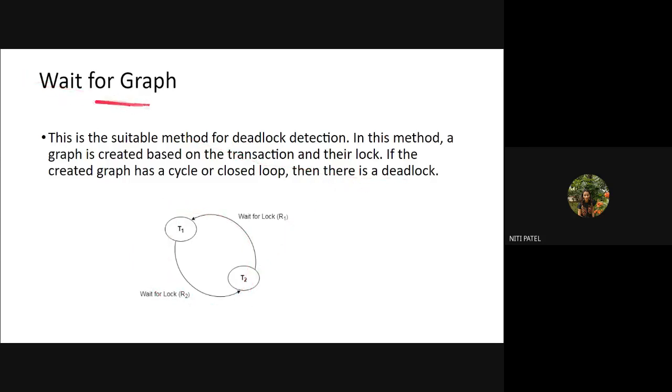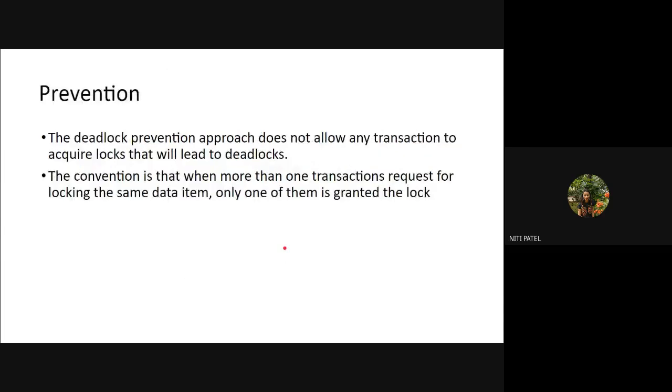So the algorithm run is called the wait-for graph, which will check for cycles. If there is a cycle, that means there is a deadlock. If there is no cycle, that means there is no deadlock. So now I have detected the cycle with the help of the wait-for graph, and that wait-for graph has told me that there is a deadlock.